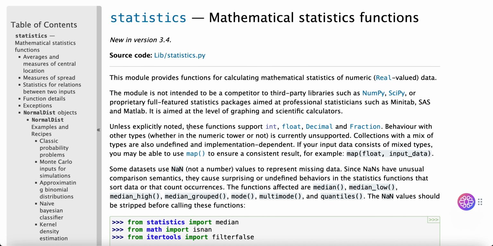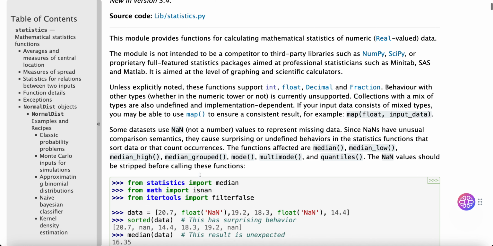Unless explicitly noted, these functions support int, float, Decimal, and Fraction. Behavior with other types, whether in the numeric tower or not, is currently unsupported. Collections with a mix of types are also undefined and implementation dependent. If your input data consists of mixed types, you may be able to use map to ensure a consistent result, for example, map(float, input_data).